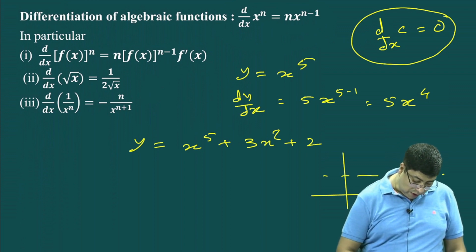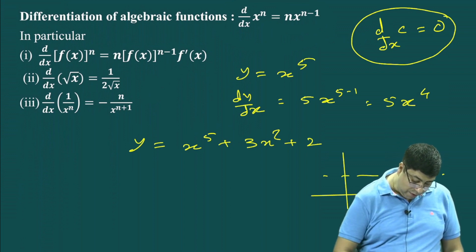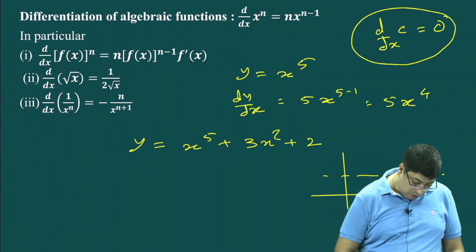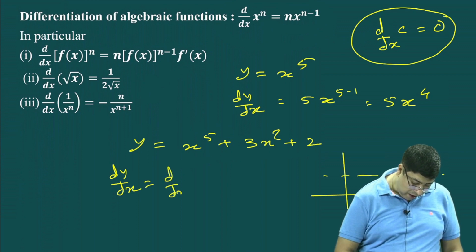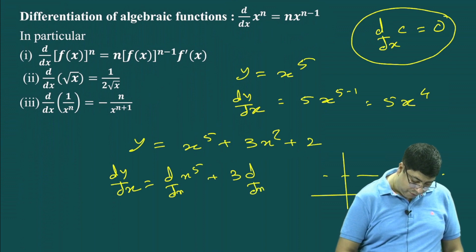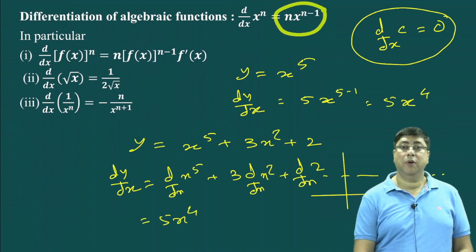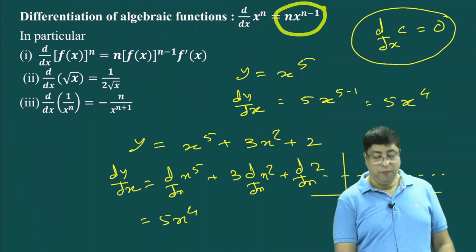Now let's do one example. y equal to x to the power 5 plus 3x square plus 2. So what to be done here? We apply d/dx here: d/dx of x to the power 5, plus 3 d/dx of x square, plus d/dx of 2. So 5x to the power 4 according to this formula, n x to the power n minus 1. So 5x to the power 4.